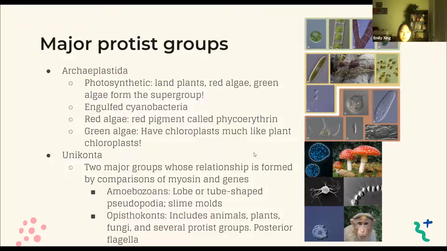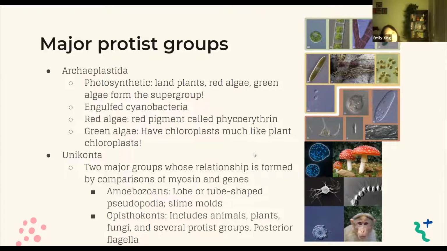Archaeplastida. All of these organisms are believed to have evolved from an ancestor that ate a cyanobacteria. Cyanobacteria, one of the oldest organisms on Earth, performed photosynthesis and contributed to the Great Oxidation Event, which gave rise to a lot of oxygen in the atmosphere and allowed us and other more complex animals to evolve. After they ate the cyanobacteria, they could perform photosynthesis and make their own food.